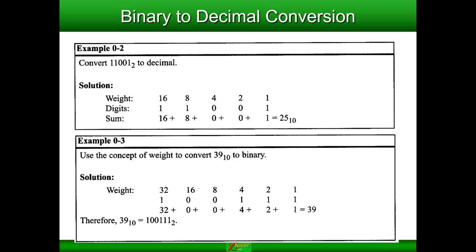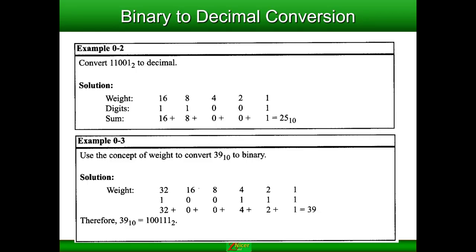So now we have our binary to decimal conversion. In example 0-2, we can see that we are converting this number 11001 back into decimal. We have our weights. These weights are simply the largest power of 2 that we can fit here on the number, which is 16 here obviously. And then we have our digits. We just simply multiply these digits by the weights, and we just add those to get our decimal number, which is 25 here.